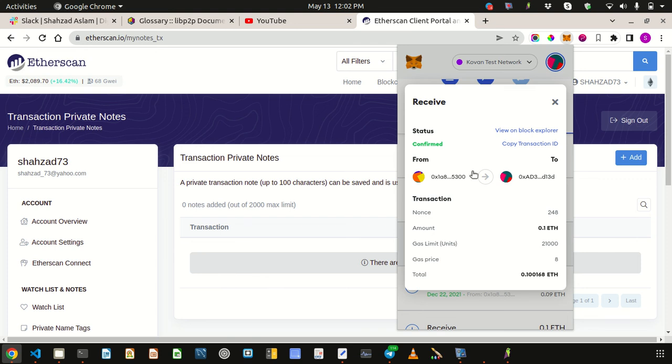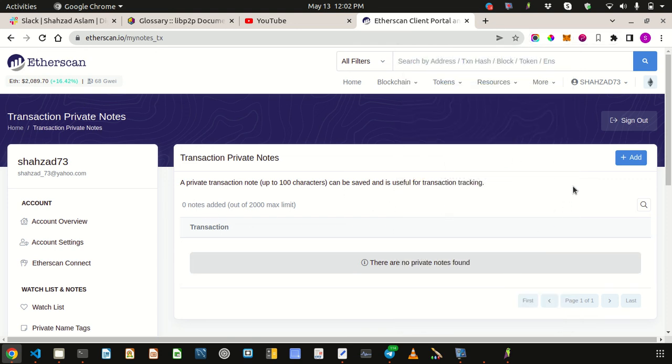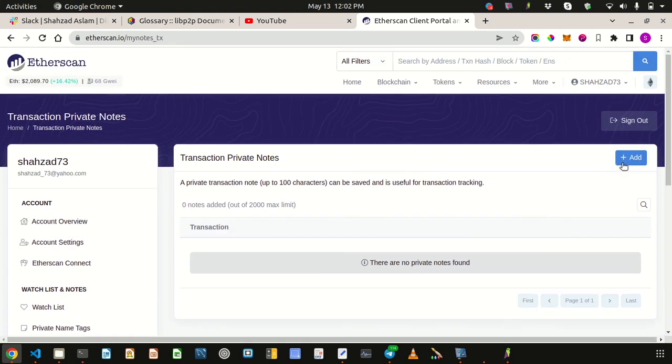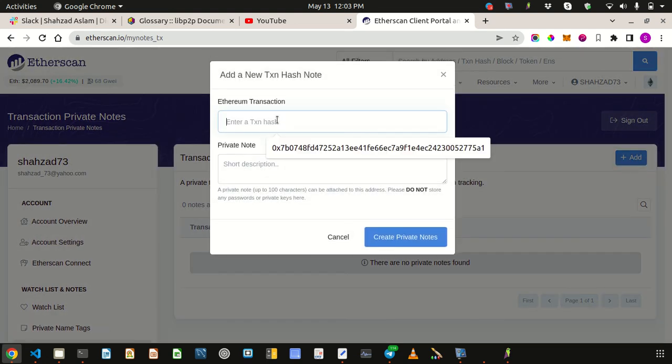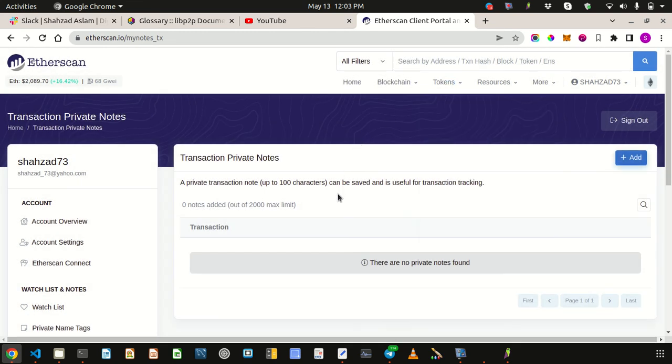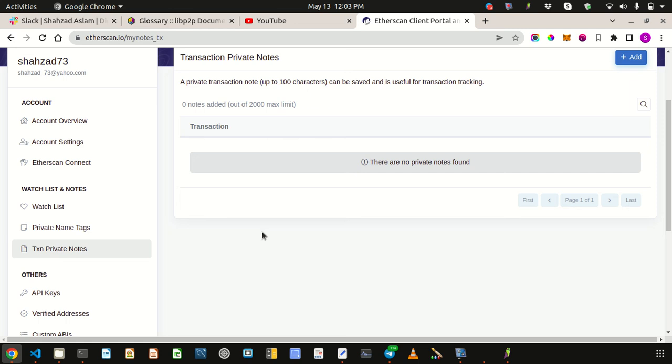I can click on that, copy the transaction ID, and then come back to Etherscan and click on the transaction private notes, click on the add button, enter the transaction, give some details, and create a record of this transaction in my account. Then in future I can refer to this to be reminded what purpose this transaction was executed for.